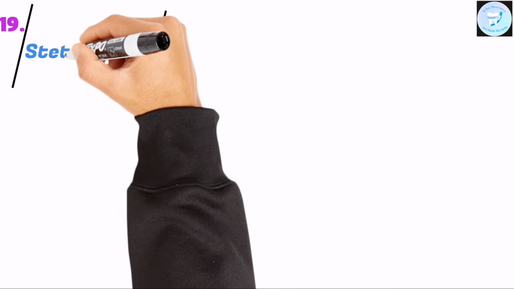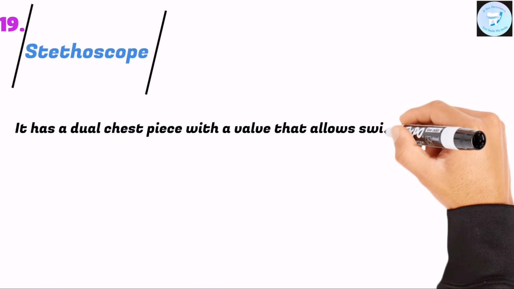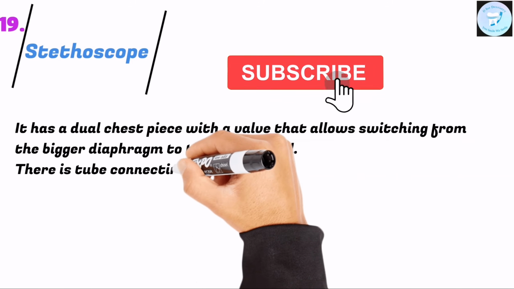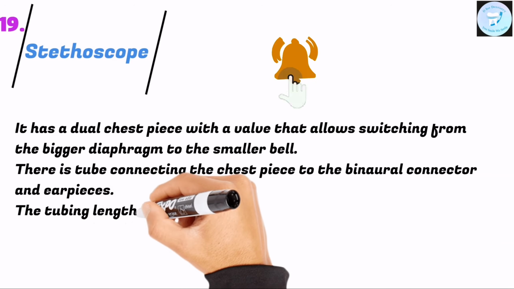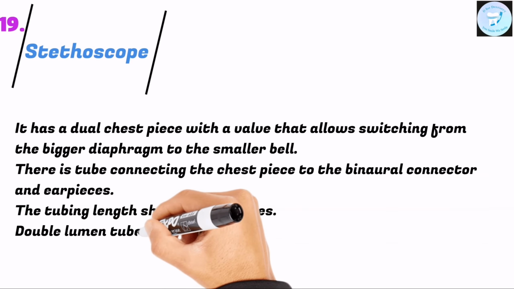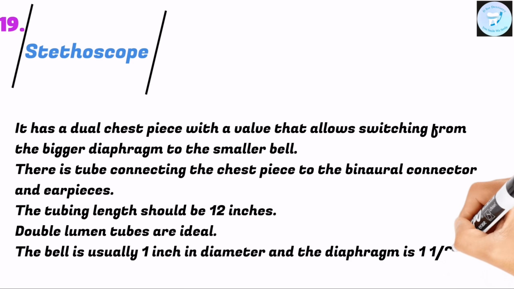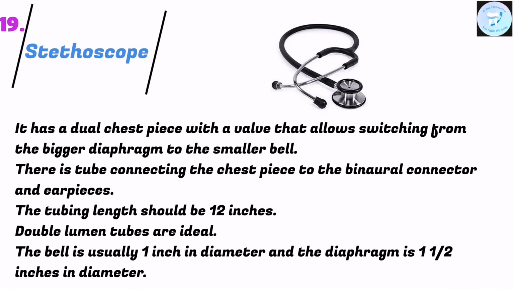19. Stethoscope. It has a dual chest piece with a valve that allows switching from the bigger diaphragm to the smaller bell. There is a tube connecting the chest piece to the binaural connector and the earpieces. The tubing length should be 12 inches. Double lumen tubes are ideal. The bell is usually 1 inch in diameter and the diaphragm is 1.5 inches in diameter.